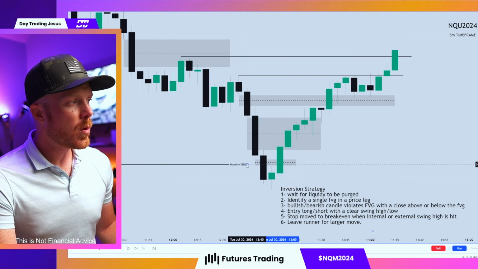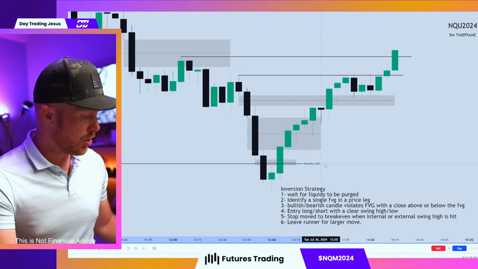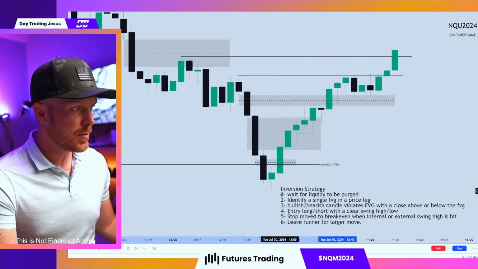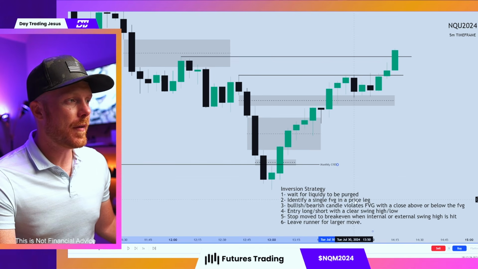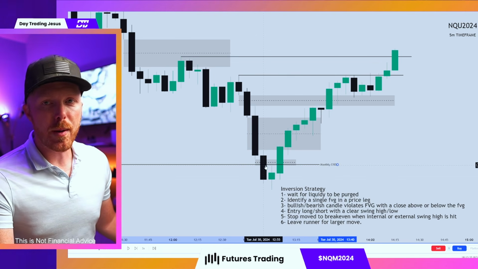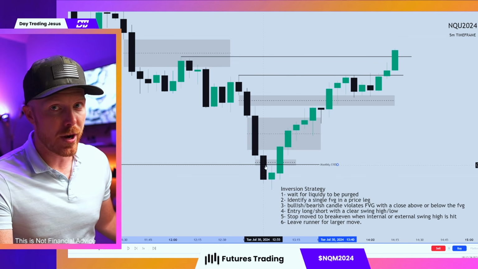So number 1, we want to wait for liquidity to be purged. This is our purge on liquidity. As we wait for price to run this low, we now go to step 2. Identify a single fair value gap in the price leg. Well, in this price leg, we have 3. 1, 2, 3. We have 2 options to consider moving forward at this point.